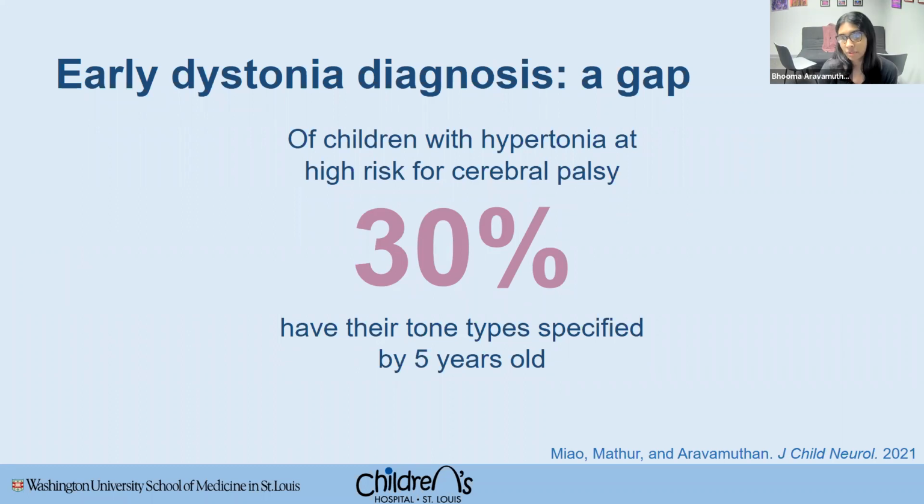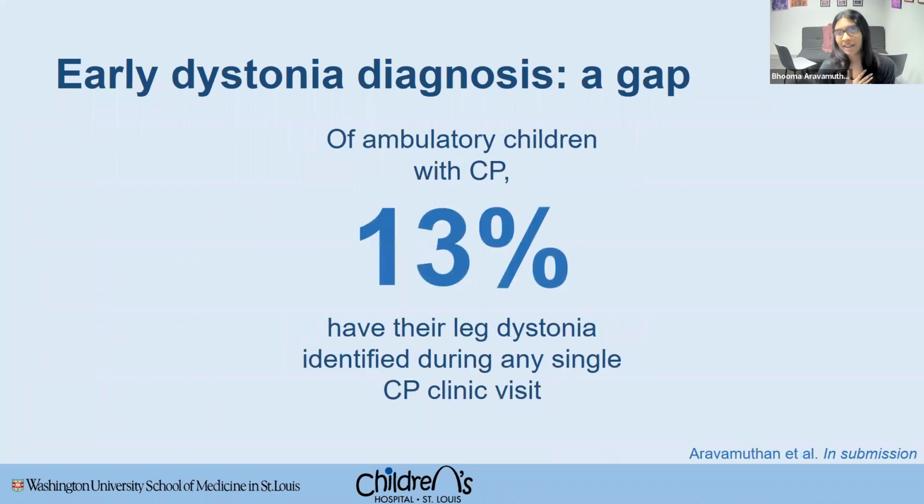So by the time they're 5 years old, only 30% have the types of tone they have identified. And even more shockingly, if we look at all people with CP, or to be specific, the ambulatory children that we see in our CP center, in any single clinic visit, only 13% of people that have leg dystonia will have any mention of leg dystonia in that clinic note.